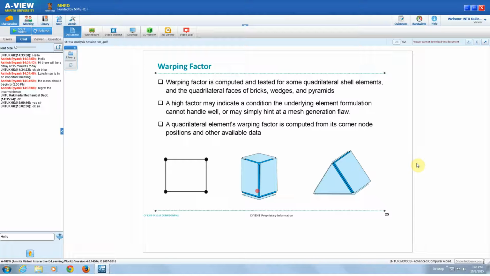So basically, a brick element will have six faces. For a wedge element it will have three quad faces. For a pyramid element it will have one face. So this warping factor is checked for both 3D and 2D elements only for those having quadrilateral faces. A high factor may indicate a condition the underlying element formulation cannot handle, or it will generate spurious results, which may not be accurate if we have a high warping factor.